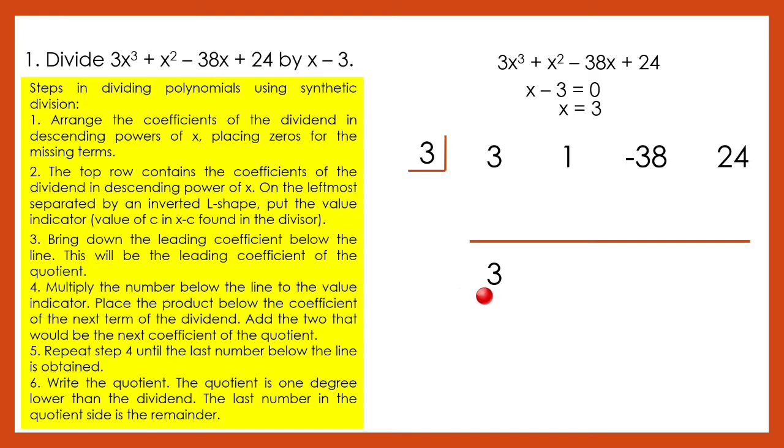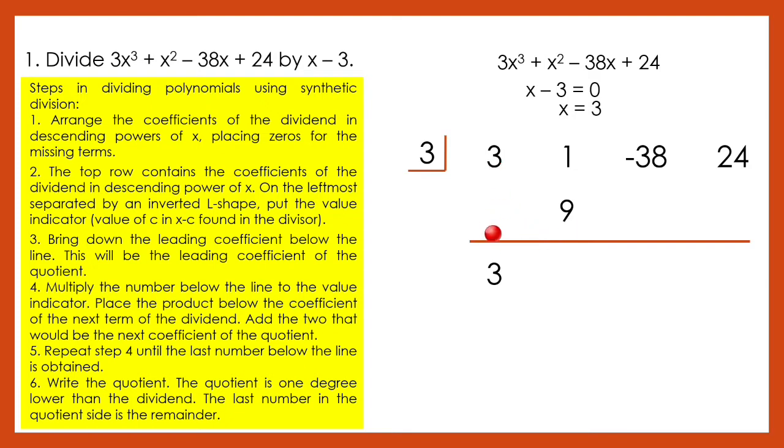So, ito yung ating number below the line, imumultiply natin sa value indicator natin, which is 3. So, what is 3 times 3? That is 9. Saan natin ilalagay yung 9? Place the product below the coefficient of the next term of the dividend. So, ang next term natin is 1. So, dito sa baba niya, ilalagay natin yung product na 9. 3 times 3 is 9. So, we have 9. Okay, nasusundan.